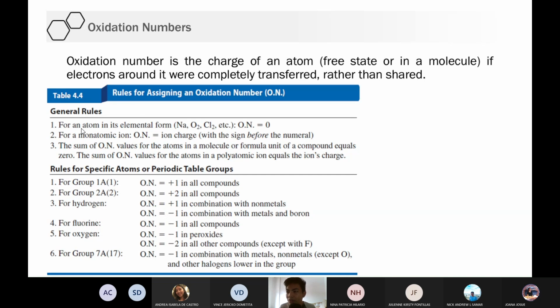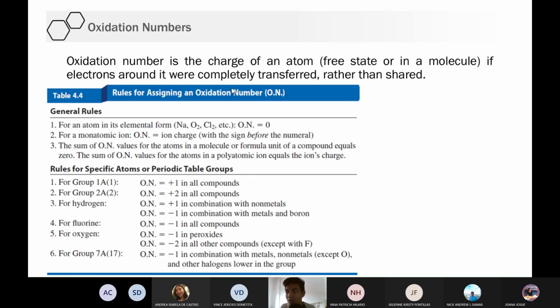Okay, general rule number 1: for an atom in its elemental form, ibig sabihin yan, it could be a single atom or diatomic atom na iisa lang yung element. So when I say single atom lang, Na lang yon. Ano pa ba? Na, K, Sr, Ba, ayan. Kapag yung atom mo ay nag-iisa lang sa kanyang chemical formula, that is an elemental form. Okay. For example, oxygen, dalawang oxygen atoms yan, pero yung element, iisa pa rin, di ba? Okay. Basta iisa yung element mo sa isang chemical formula, we call that the elemental form.